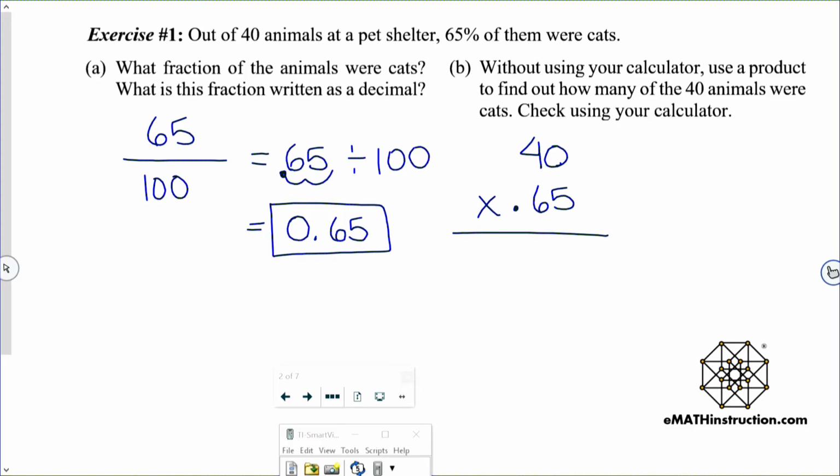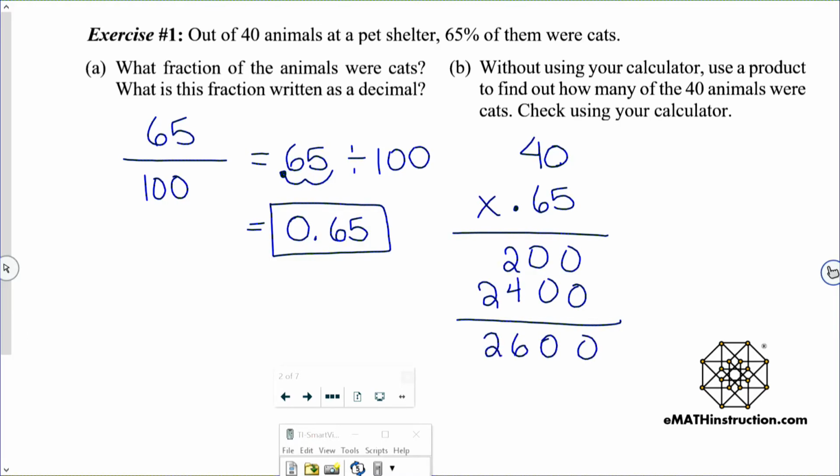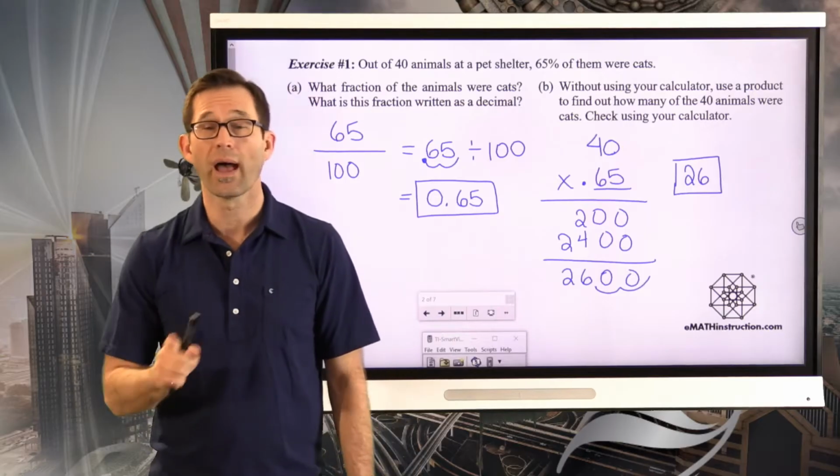Let's do that. Okay, so we've got 5 times 0, which is 0. Then we'll have 5 times 4, which is 20. Then 6 times 0 is 0, and 6 times 4 is 24. Add them all up: 0, 0, 6, 2. We've got 2 decimal places, 1, 2. And looks like 26 of those 40 animals were cats.